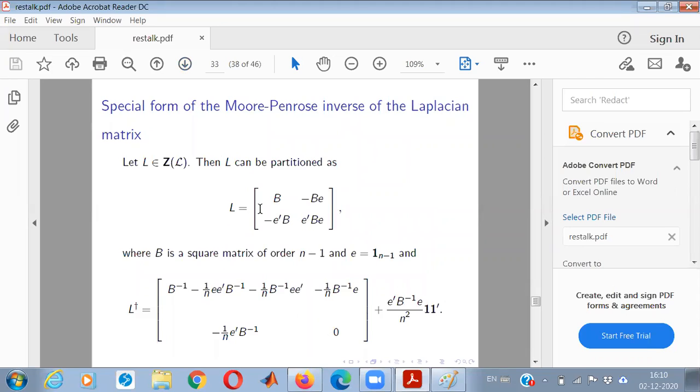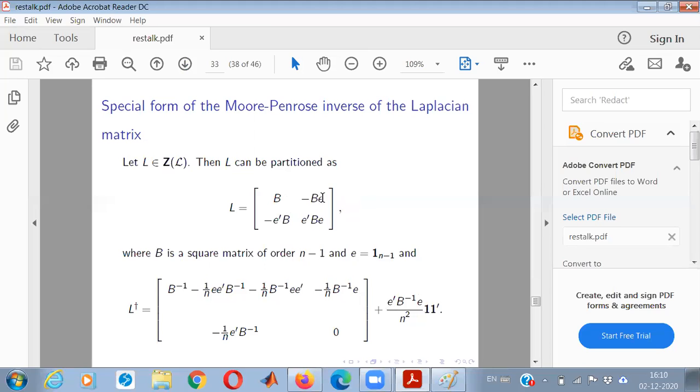Luckily, the Moore-Penrose inverse has a somewhat simple formula, which is hidden in the generalized inverse literature. Actually, take the Laplacian matrix, remove the last row and column to get the first n minus 1 by n minus 1 matrix, and call it B. Then, because the row and column sums are 0, by the way, this E is also the all-ones vector, but the order of E is 1 less. That is why we are using a different notation.